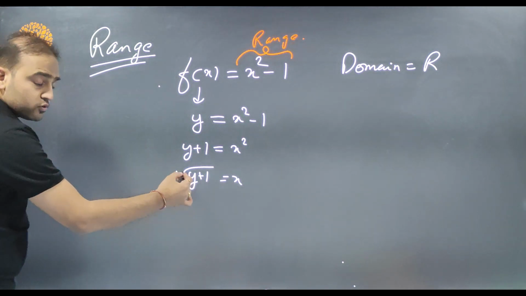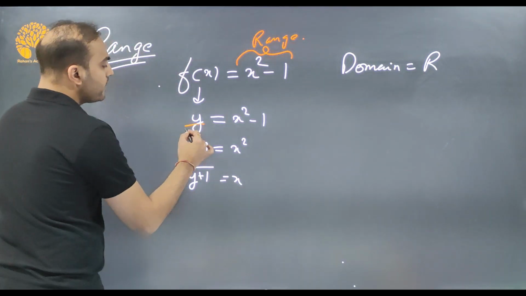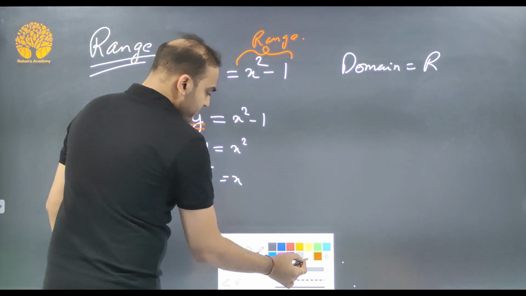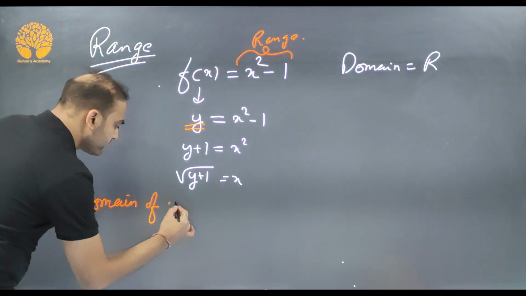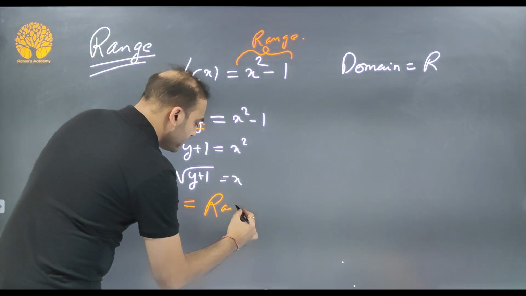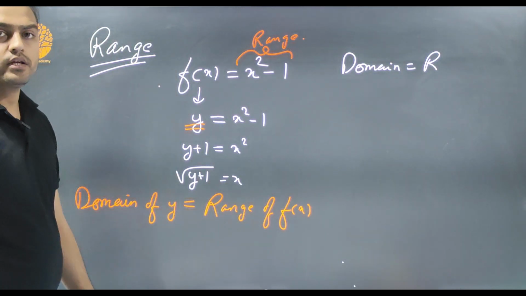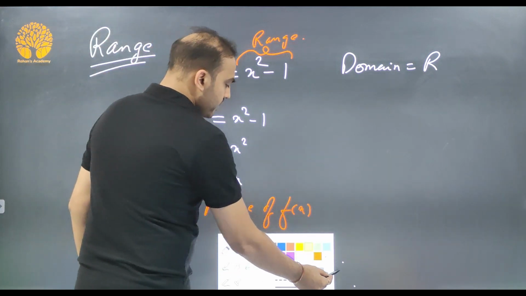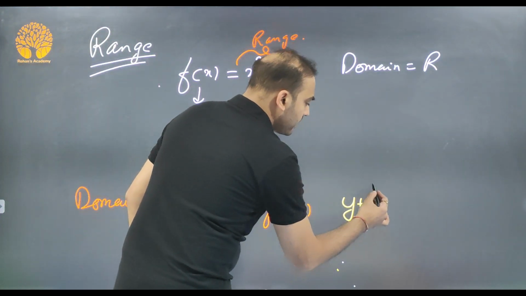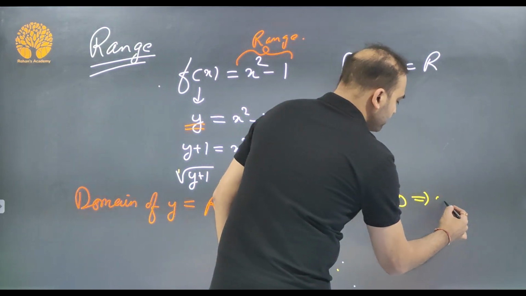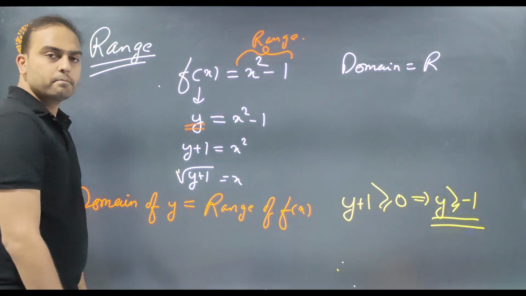Now whatever values y can take, that will be the output here, right? So essentially what we have is, domain of y is simply the range of the function. Now we know how to find domain. There is a square root here, there is no denominator, so y plus 1 has to be greater than or equal to 0. That means y will be greater than or equal to minus 1.